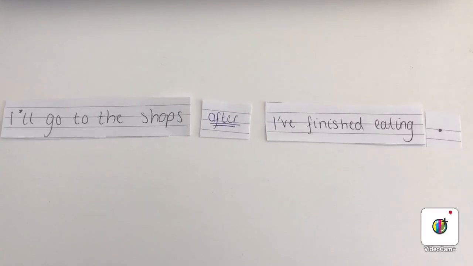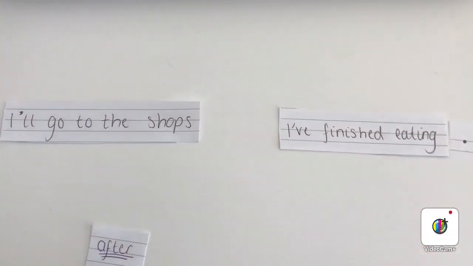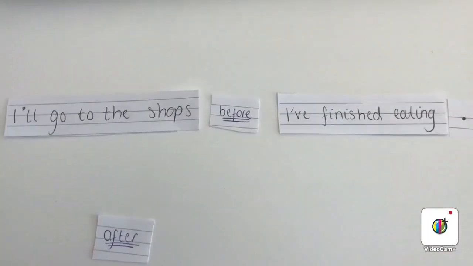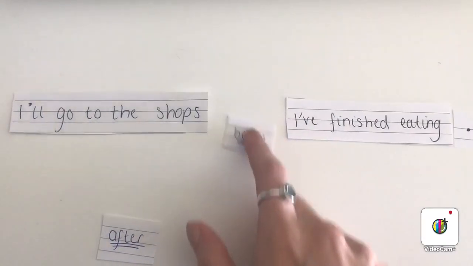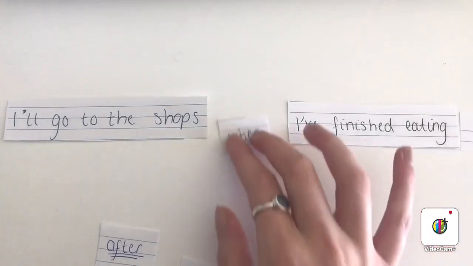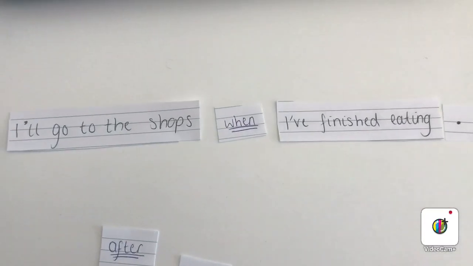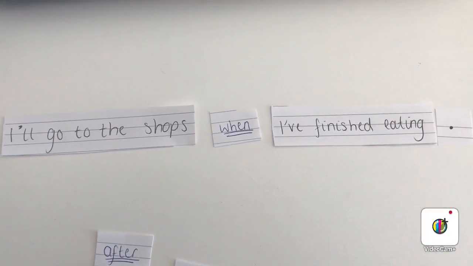Again, just like before, I could change after to before. So I've got, I'll go to the shops before I've finished eating. Or I could even use the conjunction when. I'll go to the shops when I've finished eating.